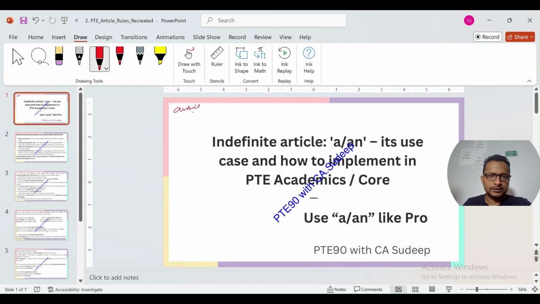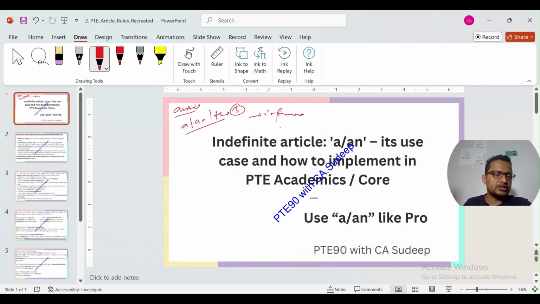So what are articles, right? Articles are a, an, and the. So these are 3 words which are placed in front of the noun, to denote whether that particular noun is general or specific. So that is the definition of article. So you don't need to worry about the definition.